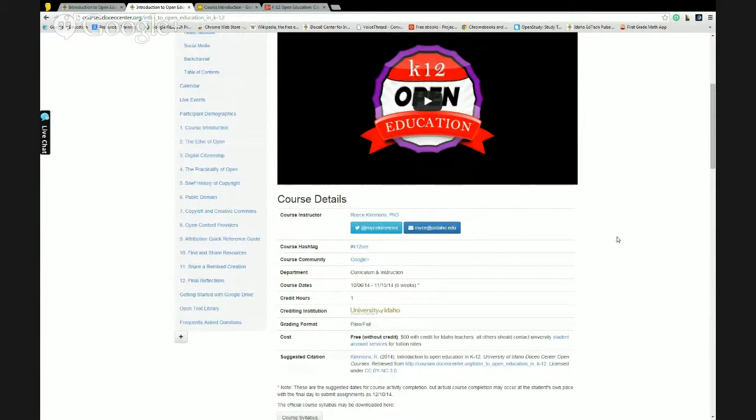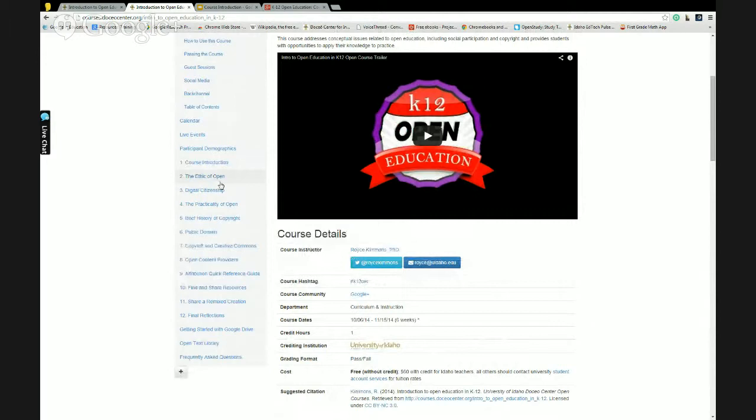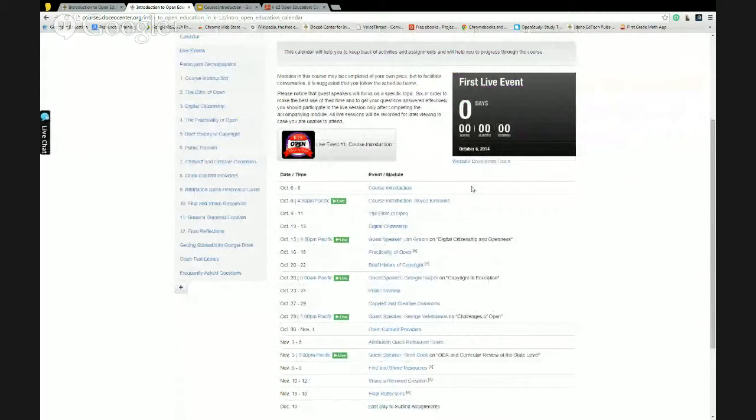You'll notice that the course is broken up into modules. Over here on the left side, you'll see module number 1, course introduction, number 2, the ethic of open, and so forth. Each module is accompanied by a suggested completion date. So if you click on the calendar, you will see a suggested completion date in the left column, and you'll see the name of the event or the module in the right column. So for instance, the course introduction, which we're going over today, you would be expected to complete by October 8th. And then you would jump into module 2. So you want to complete module 1 by October 8th, and then you jump into module 2.